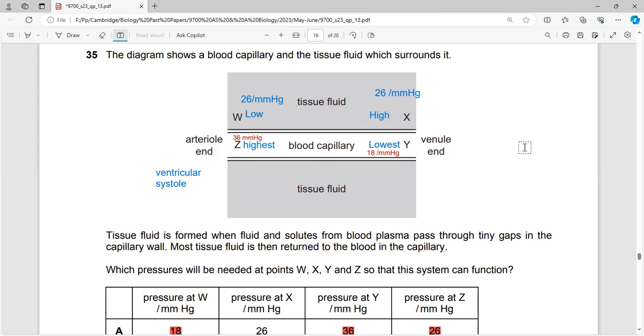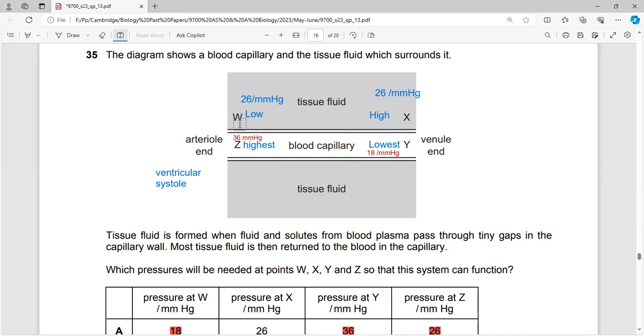So we need to identify the pressure at the different locations, but first we're going to get some idea. For example, the highest pressure will be present at point Z. Why? Because here the blood is coming directly from ventricular systole. The lowest pressure will be present at point Y. What about the pressure at W? It will be less than Z.